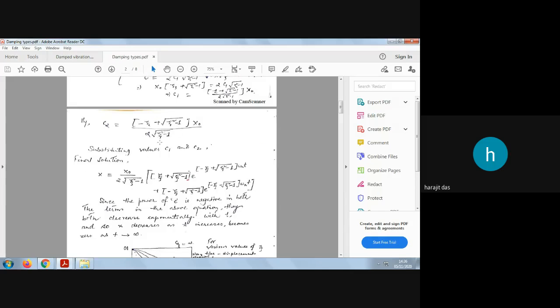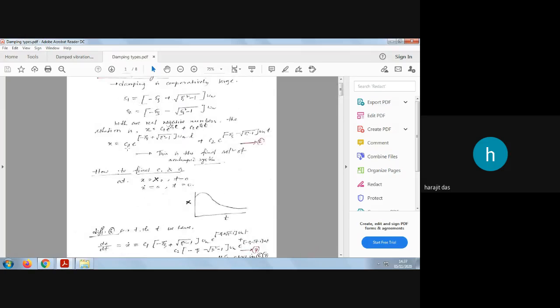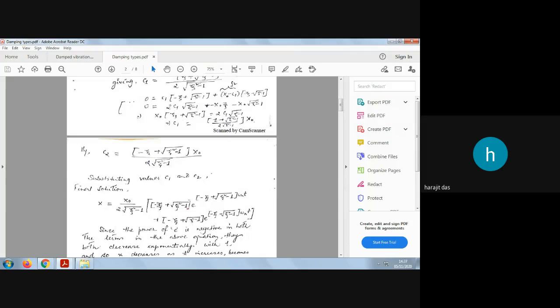So x naught by 2 under root zeta square minus 1 is common to both these terms, c1 and c2. That is why we have written x naught divided by 2 under root zeta square minus 1 here. So all this term now we need to write in bracketed form. This is very simple, only you need to make it common, because c1 and c2 are attached to both the terms. Since these are common, you have taken it common under the bracket, so you'll be writing it this way.